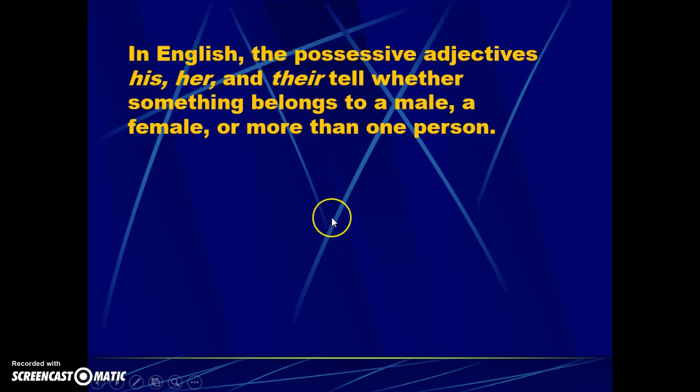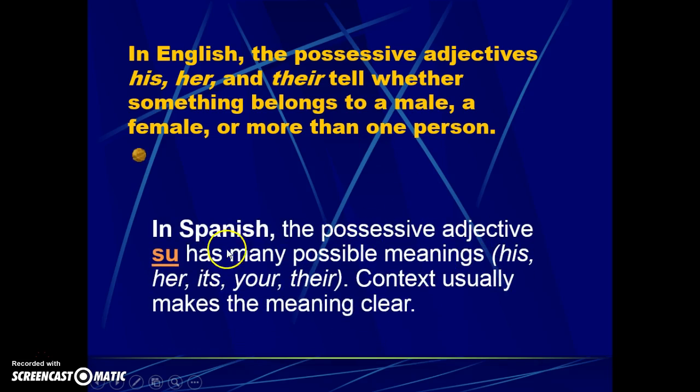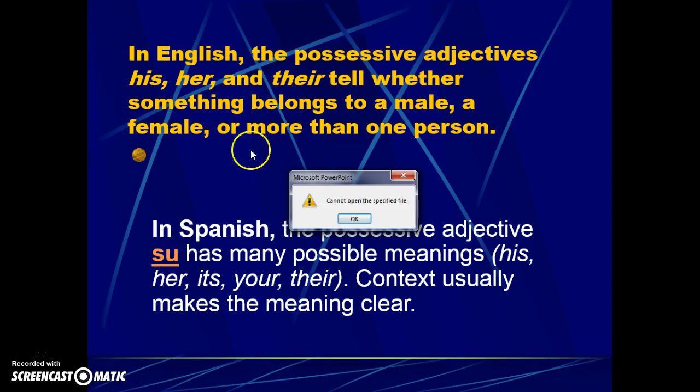All right. In English, the possessive adjectives his, her, and their tell whether something belongs to a male, a female, or more than one person, right? So looking at it, his, you know that belongs to a male, her, a female, and their, more than one person. In Spanish, the possessive adjective su has many possible meanings, like I just talked about: his, her, its, your, and their. So context usually makes the meaning clearer. So don't get confused with the ones in English, because in Spanish, all of these mean su, every single one. Okay? So moving on.